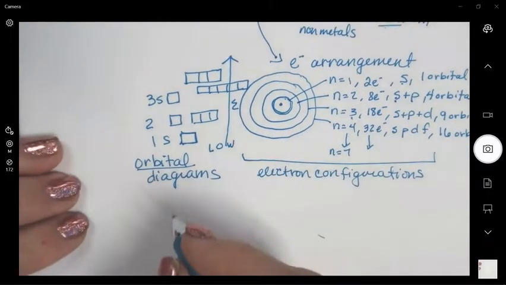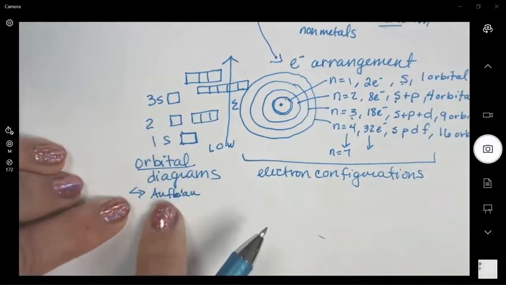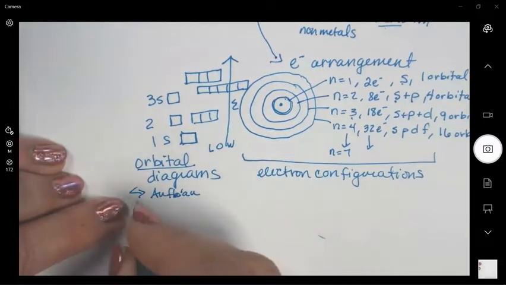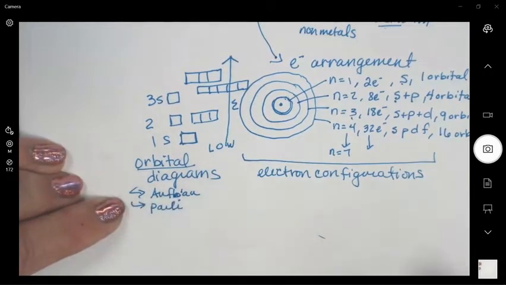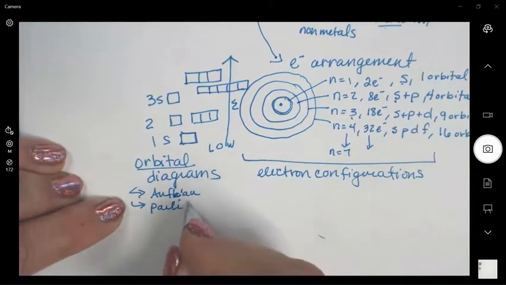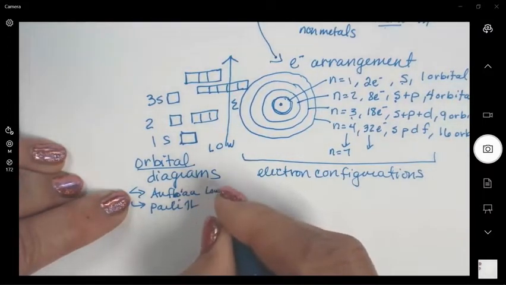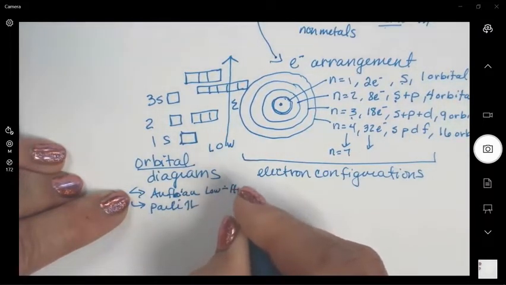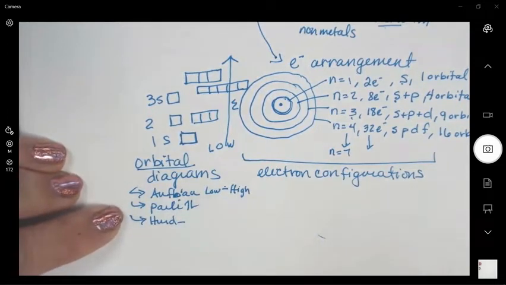So with the orbital diagrams, you learn three rules. Aufbau: basically, fill from low to high, right? They always fill from low to high. Pauli: orbitals hold two, and they have to go in opposite directions, spinning opposite spins. And then Hund: they fill empty orbitals first before pairing up, or we know this as the bus seat rule, right?